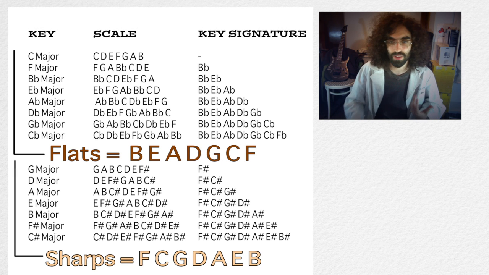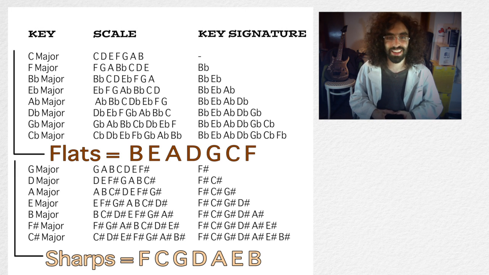So you might want to come up with a little word thingy. I forgot what it's called when you make up a word for each letter, but for F, C, G, D, A, E, B, I think it's like furry cats go down and eat bread. That's probably not what it is, but I just think of it as BEAD, G, C, F backwards.